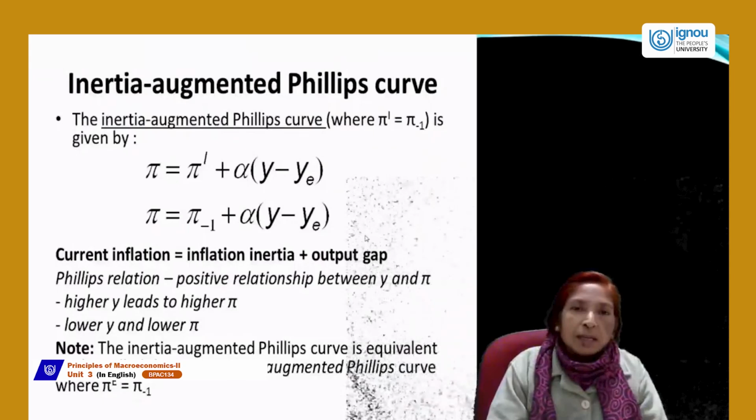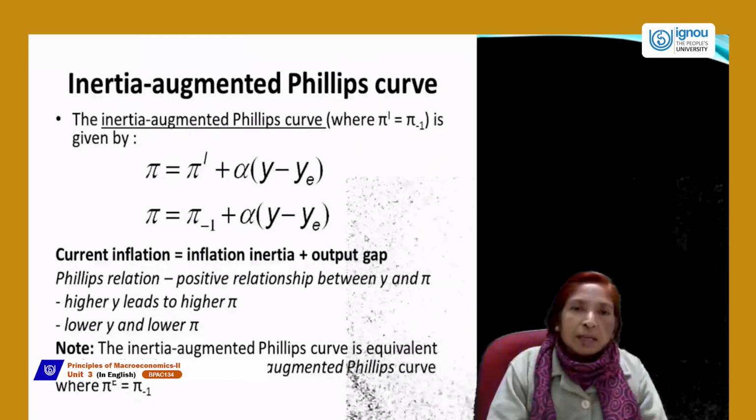Next is the inertia augmented Phillips curve. Here pi is equal to pi minus 1. Pi is current year inflation and minus 1 is previous year inflation. So current inflation is equal to inflation inertia plus output gap.